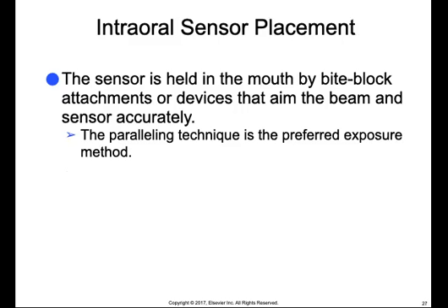The intraoral sensor placement is when the sensor is held in the mouth by bite block attachments or devices that aim the beam and sensor accurately. The book says that the paralleling technique is the preferred exposure method. However, you can still use the bisecting technique, and it still works well here.